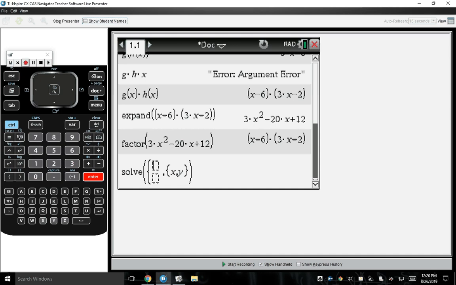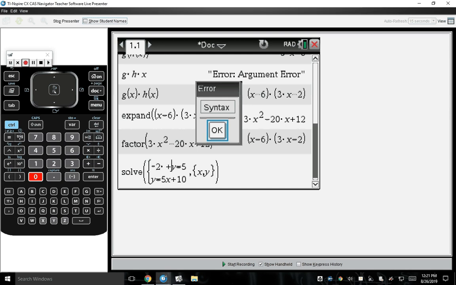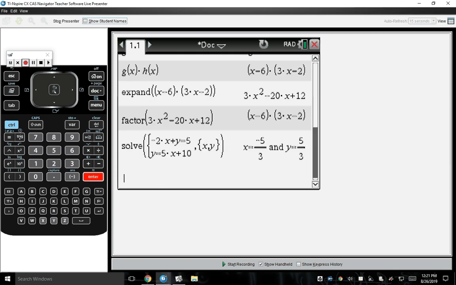Let's say that you had negative 2x plus y equal to 5. And your other equation, you had y equals 5x plus 10. Whoops, I forgot the x. Thank you. So I'm going to come right here, and I'll do x. I pressed the times button instead of x. But anyway, there's your answer. X is negative 5/3, y is 5/3.